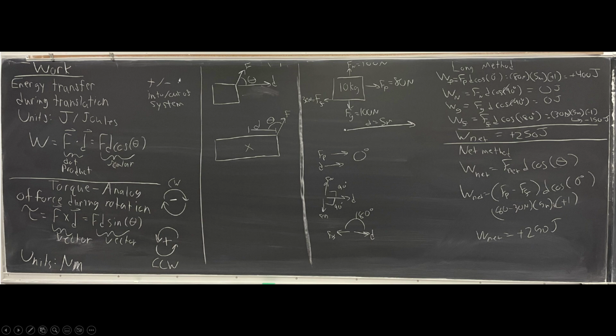So whether you use the long method or the net work method, the only place where I've seen most errors happen is if you're using the net work method, so be careful what angle you're using, because if we're given an angle here, if F sub P is not parallel, F net would still be parallel.